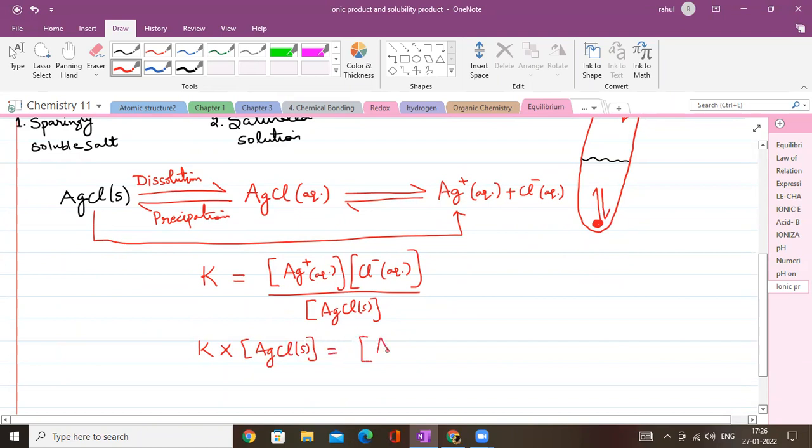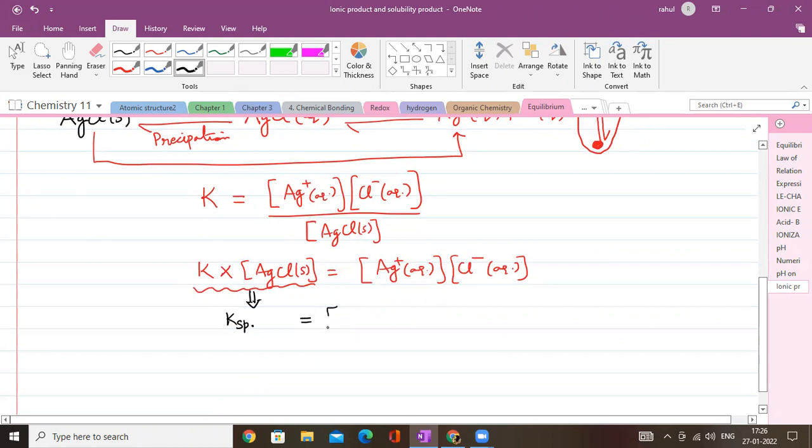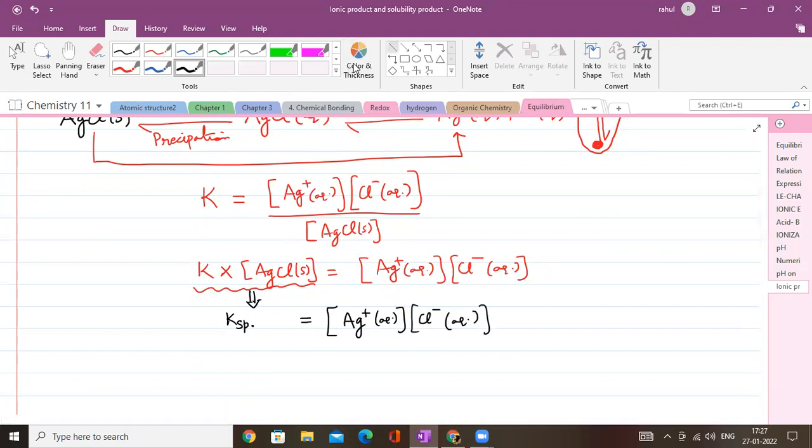Now, as I told you, this K times AgCl in solid is actually equal to Ag+ in aqueous times Cl- in aqueous. This is nothing but what is called Ksp. This term is called Ksp, which is of course the solubility product of any salt. I repeat, this is called Ksp, the solubility product of any salt. And of course, as you can see here, it is equal to Ag+ and Cl- in aqueous. This is the term that I got here.